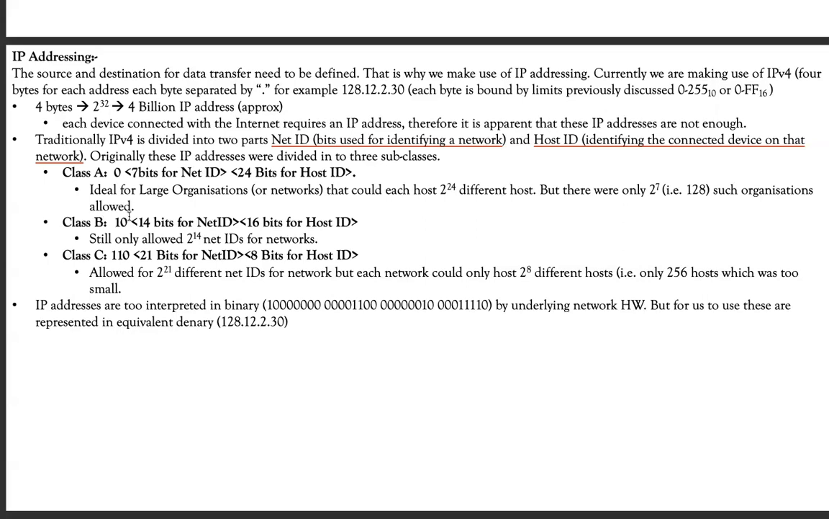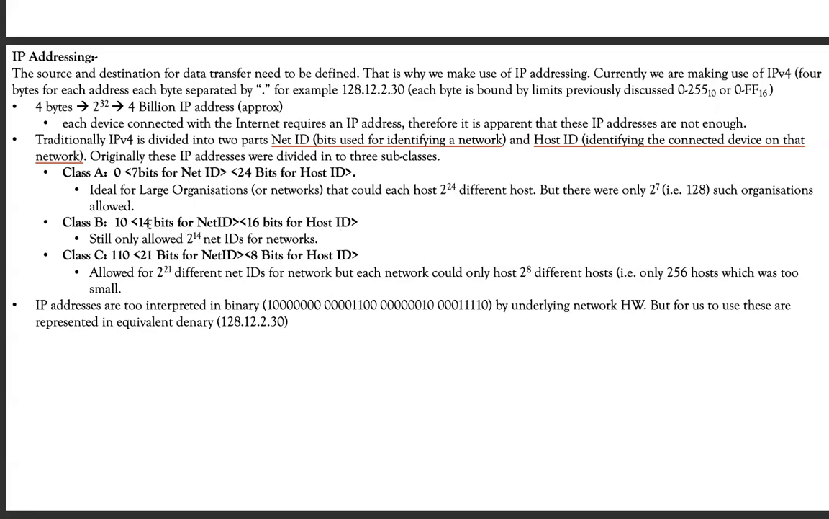Class B means that I've got 10 as my identifying bits. The first 2 bits are used for identifying what class it is. After the 10, my interconnecting devices will know that since it's class B, the remaining 14 bits that come after this are the net ID, followed by 16 bits for the host ID. So this setup allows for a clear distinction between the net ID and host ID.